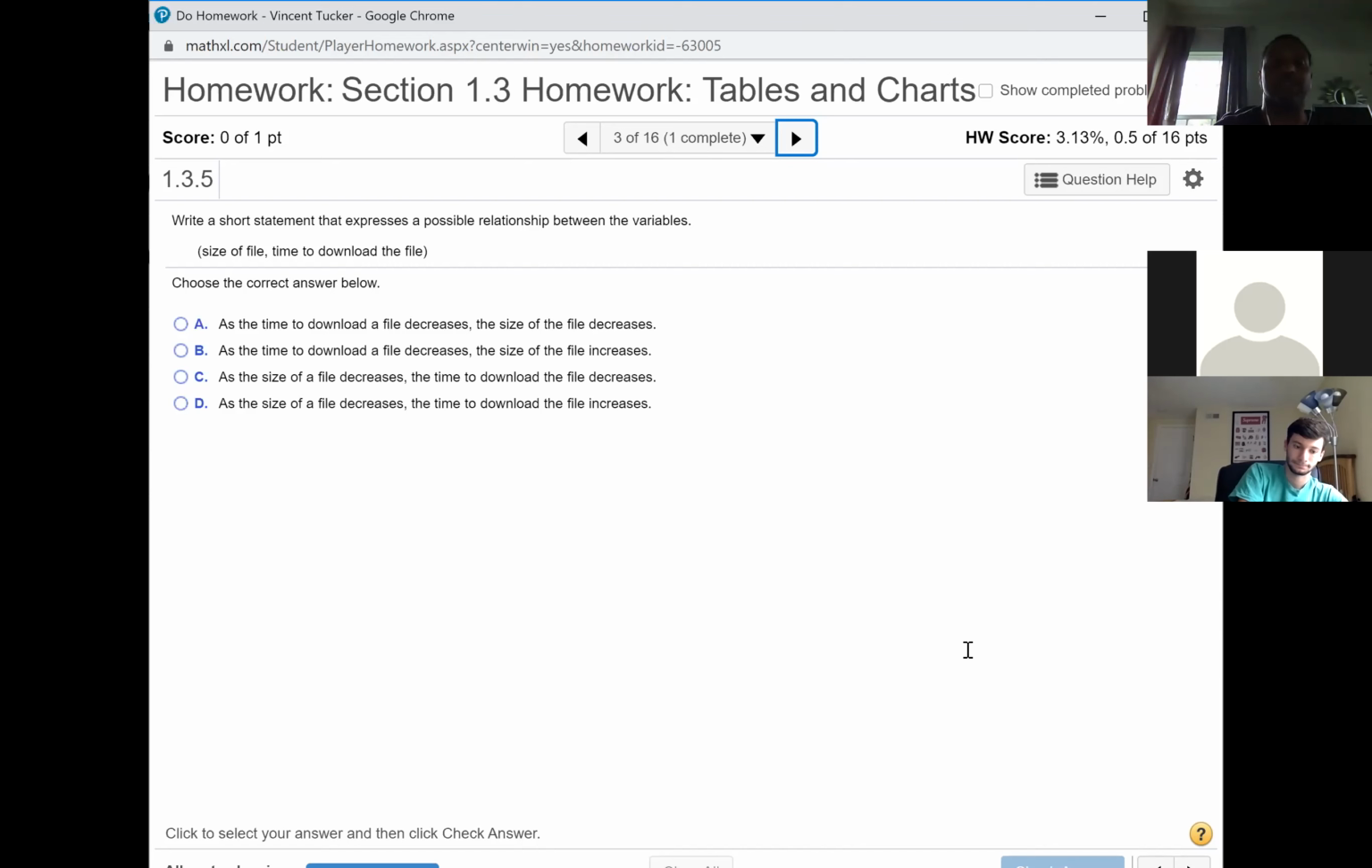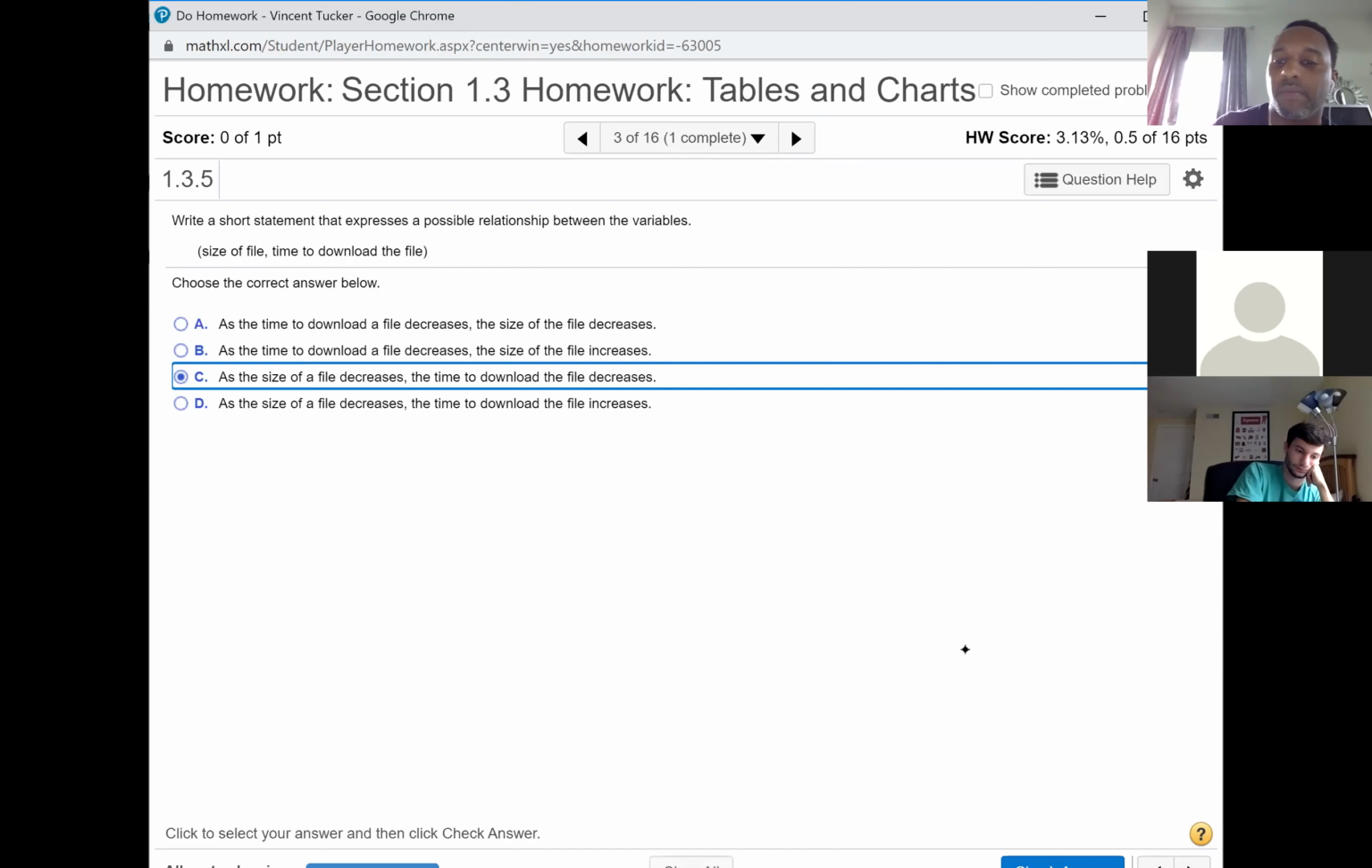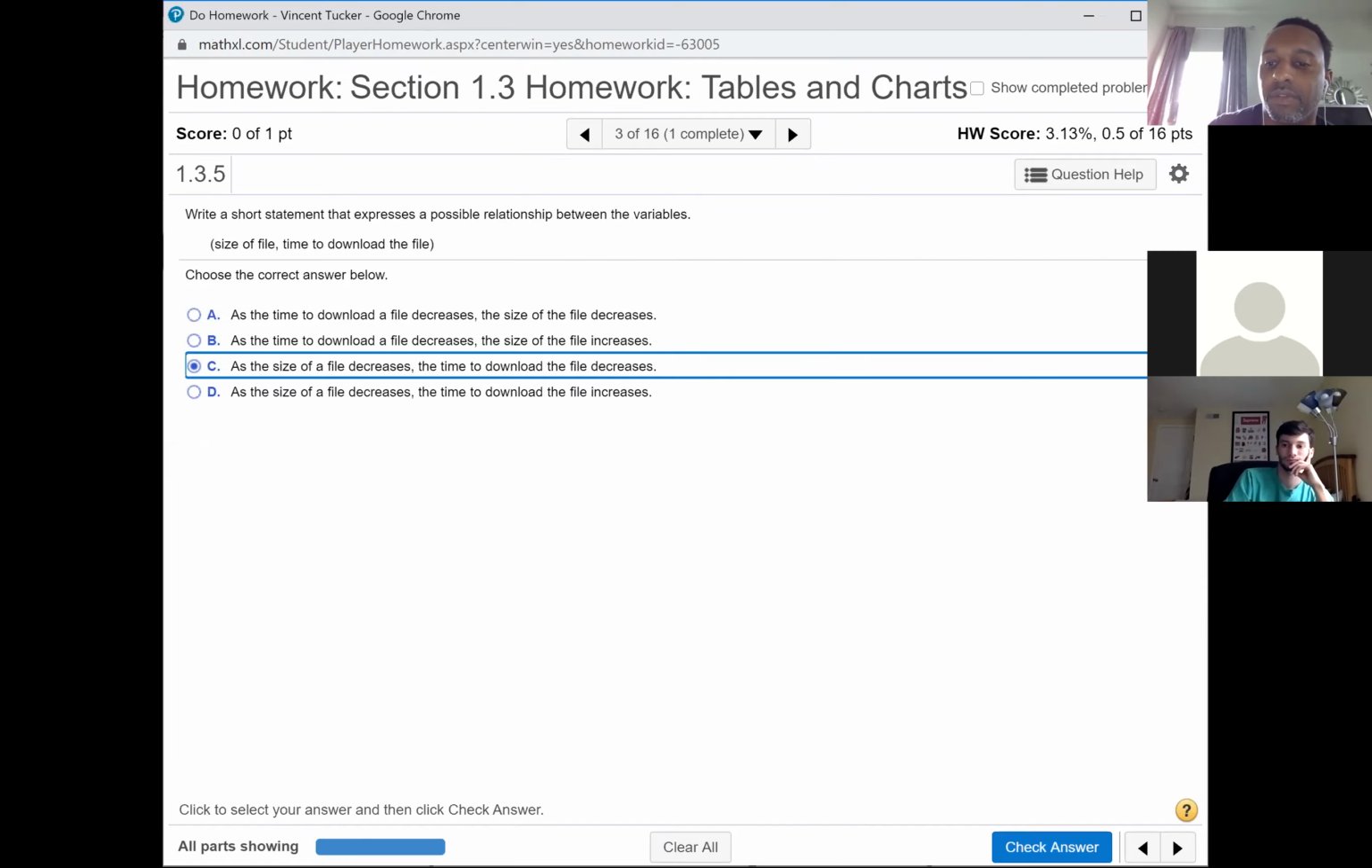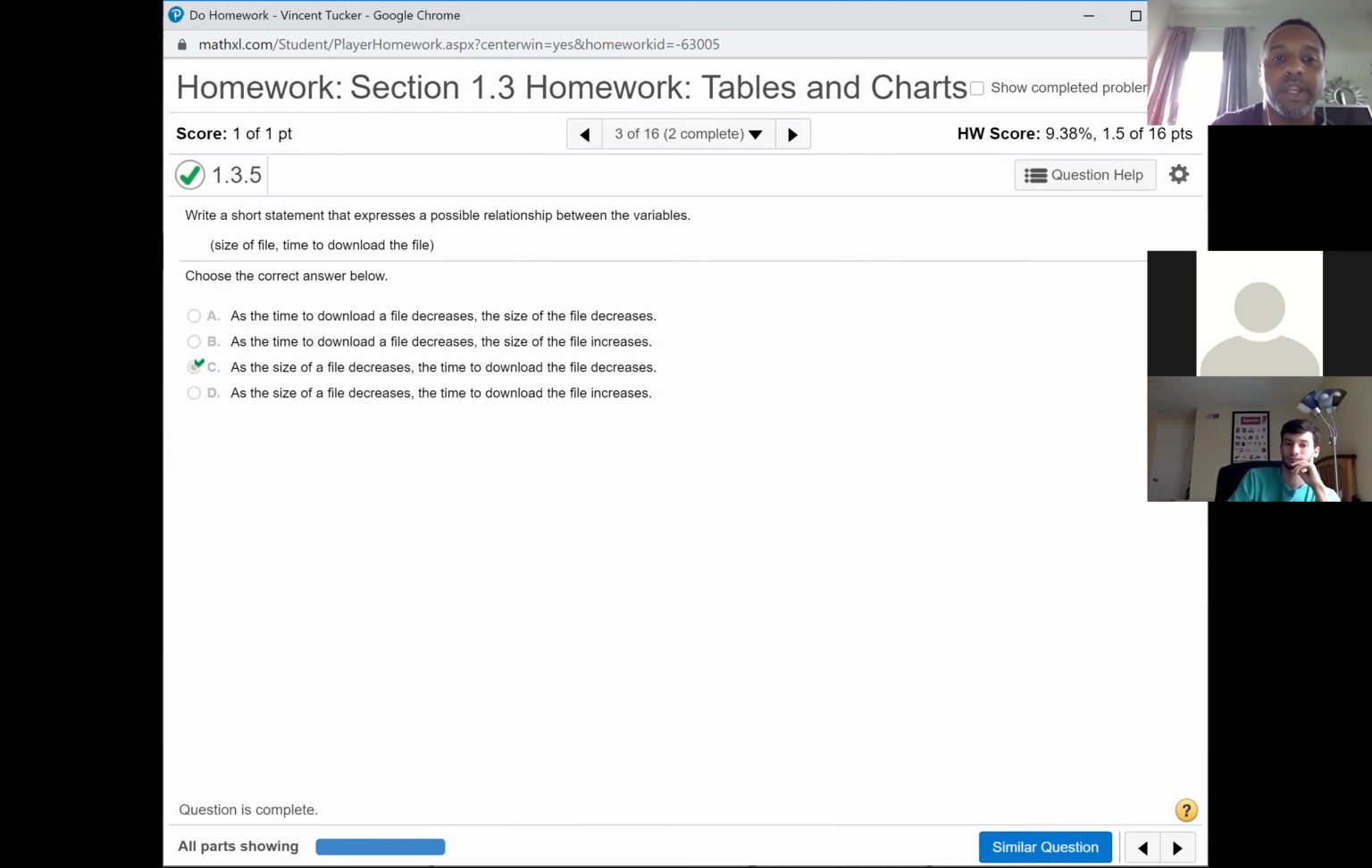What you want to see mentioned first is the first part of the relationship. So as the file size, or the size of the file, decreases, the time to download decreases, or the time to download increases. So we look at situations: the size of the file decreases, time to download decreases. I believe that would be it, but I could be wrong. So let's check it. Yeah. So as your file size decreases, your time to download decreases.